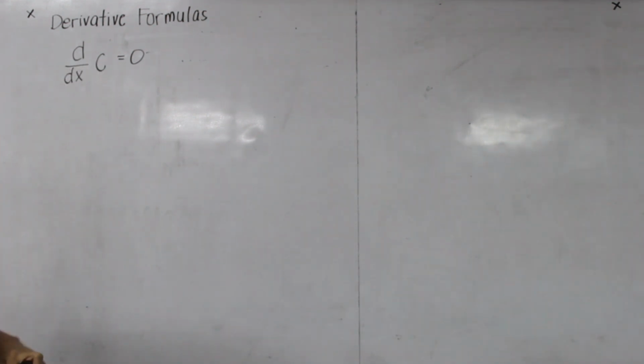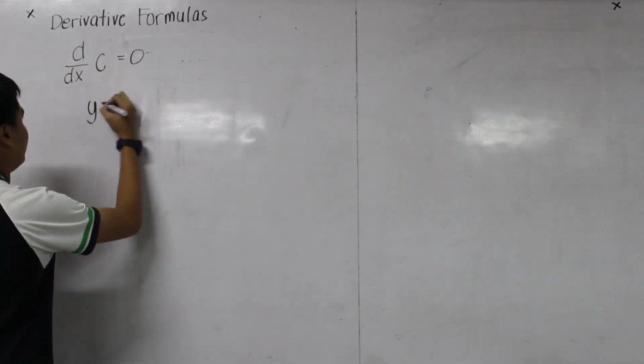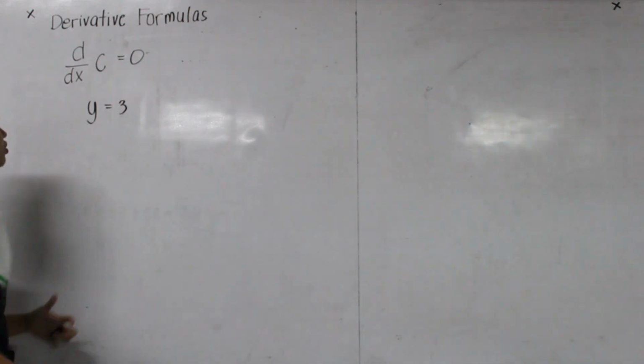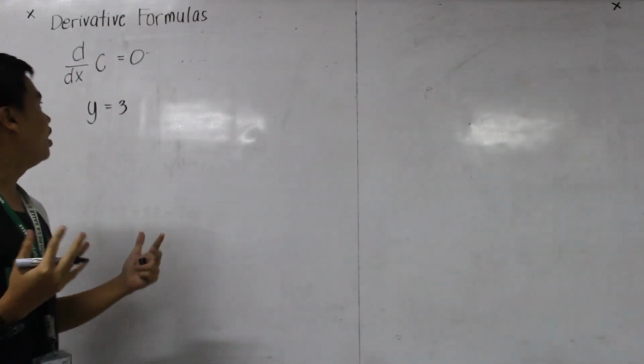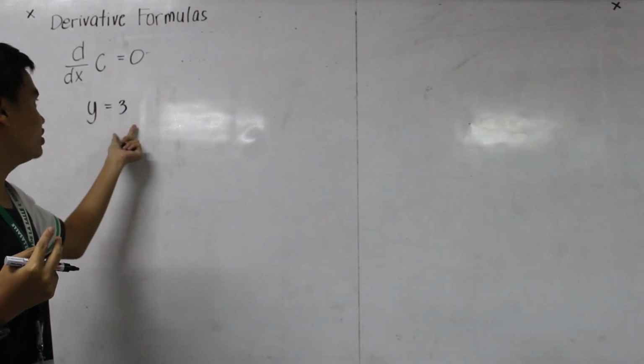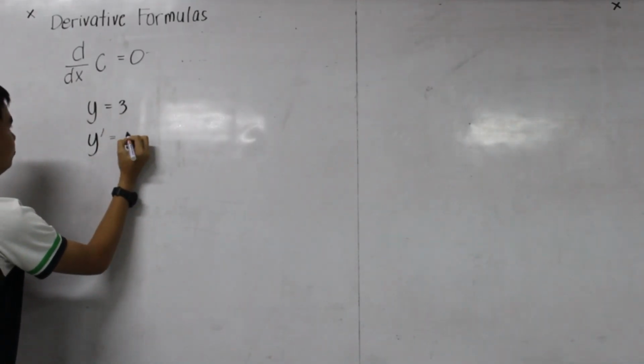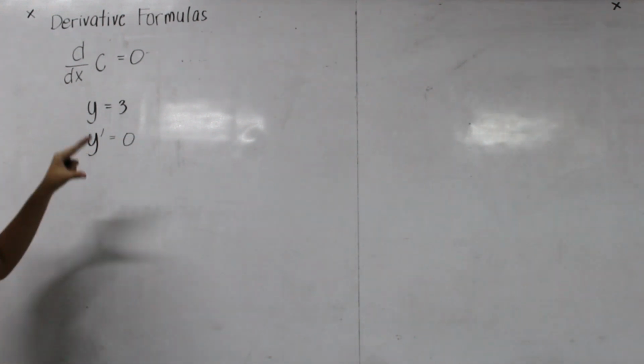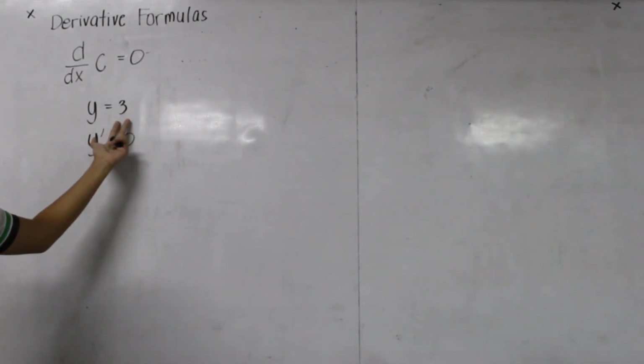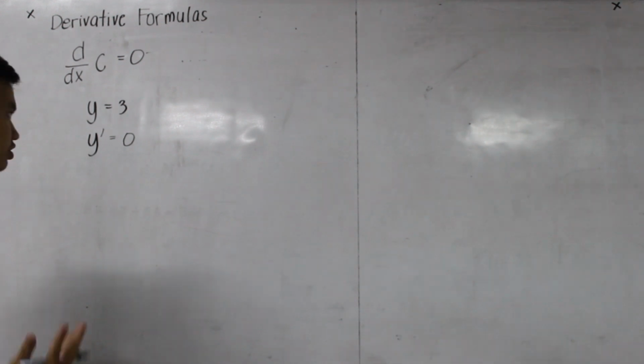What this means is that the derivative of a constant will always be equal to 0. Let's say we have y equal to 3. Since 3 is a constant term, the derivative y prime is equal to 0. So any constant term, its derivative will always be equal to 0.